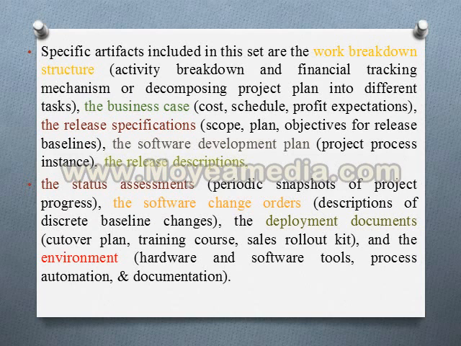Going to the other part, we will see some artifacts that are also included in this set: the work breakdown structure. Again, the main part of the third unit is the work breakdown structure. It is divided into particular structures, where the work is broken down or divided into different structures.